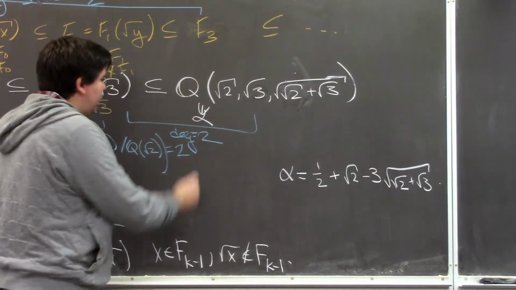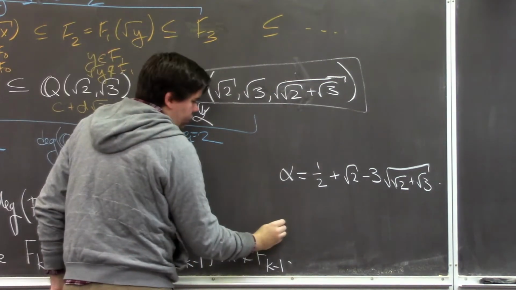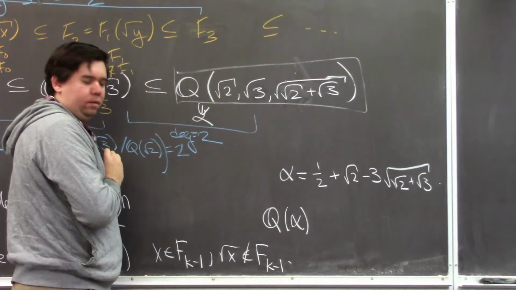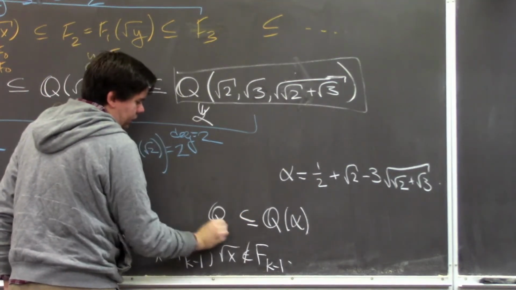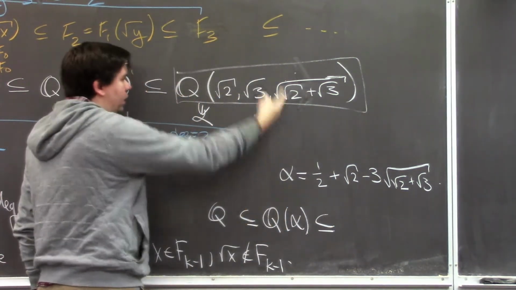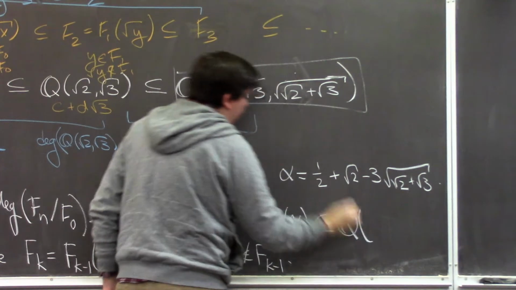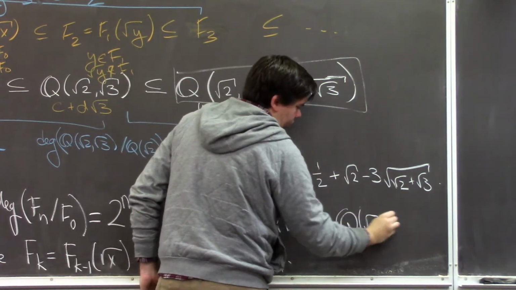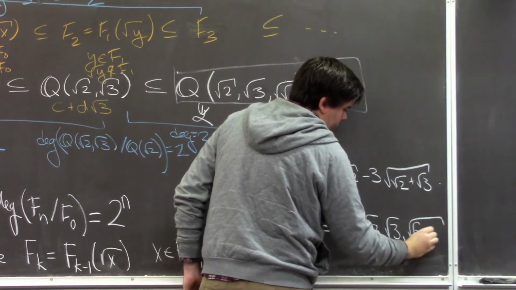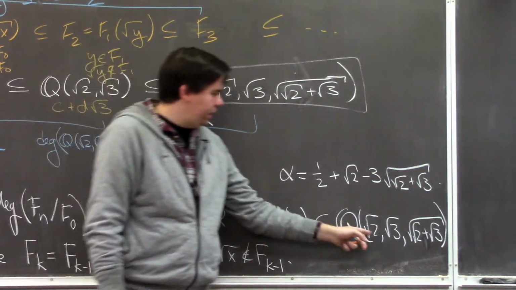But notice something. Since alpha is an element of this field, if I were to take Q and extend it by alpha, that would also have Q as a subfield. But moreover, that would be a subfield of this guy. That would be a subfield of Q extended by all of these pieces: root 2, root 3, and the square root of the square root of 2 plus the square root of 3. Right? Because anything I can get with alpha, I would be able to get by doing all these pieces.